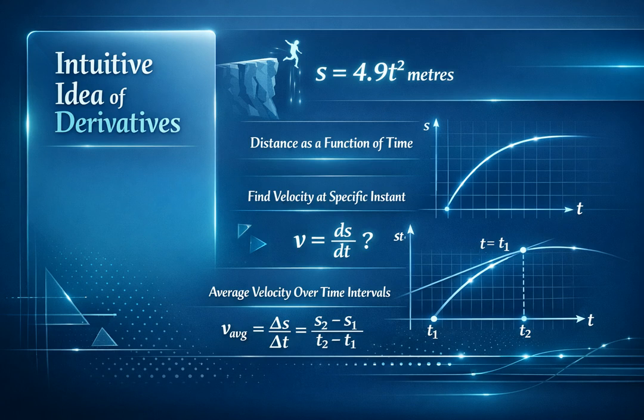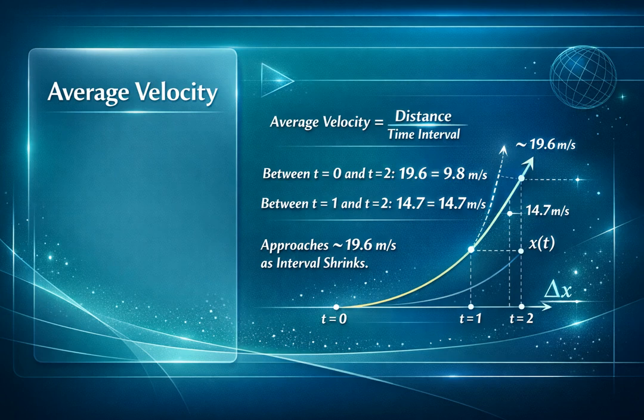We use average velocities over smaller and smaller time intervals. Average velocity equals distance traveled divided by time interval. Between t equals 0 and t equals 2 seconds, the body falls 19.6 meters, giving average velocity 9.8 meters per second. Between t equals 1 and t equals 2, it falls 14.7 meters in 1 second, giving 14.7 meters per second. As we make intervals smaller, the average velocity approaches about 19.6 meters per second.